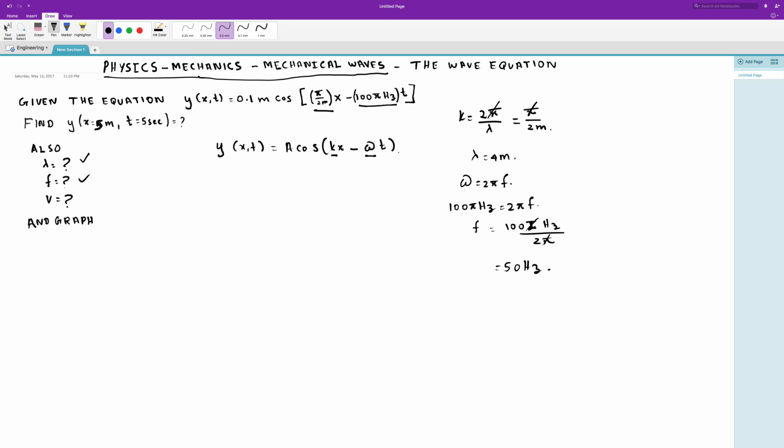Third one, we have to find the velocity. To find the velocity, we can use v is equal to f lambda, and if I use that, this is going to be 50 hertz times 4 meter, and that gives us 200 meter per second. So we have found the velocity.